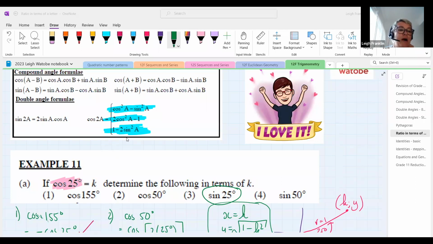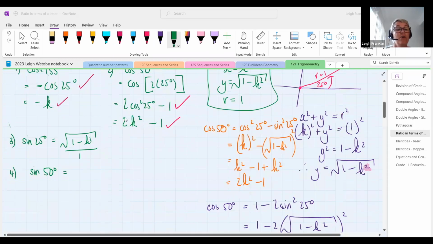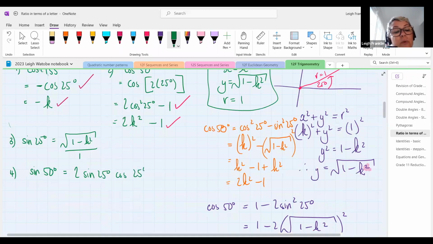So using our double angle expansion, there we go. Well done, Nadia. Yes, it would be 2 sine 25 cos 25. Yes, Nolwazi, that's exactly it. That's how you would write it, as 2 sine 25 cos 25. You've expanded it. Remember, you'd get a mark for that. And now you're going to go and sub in.